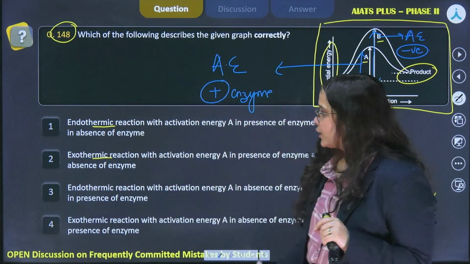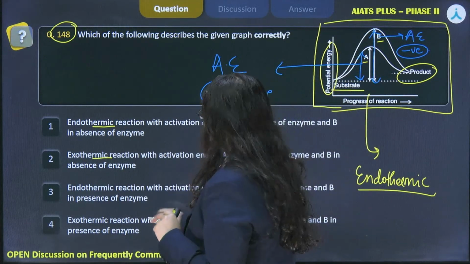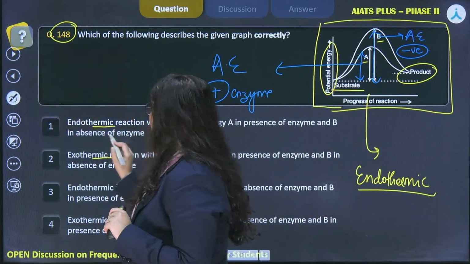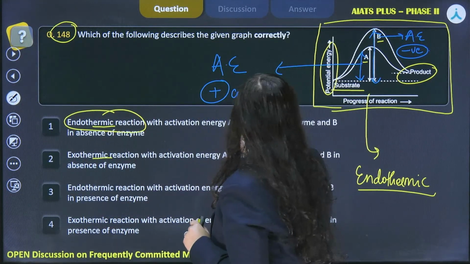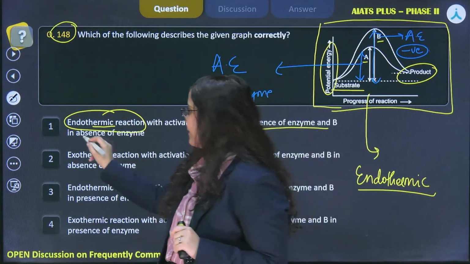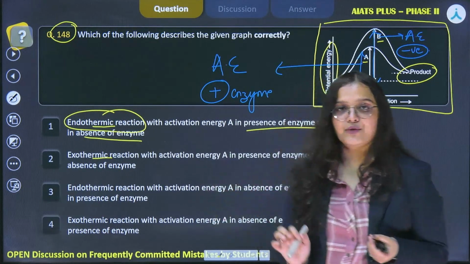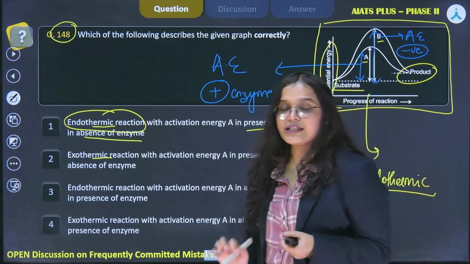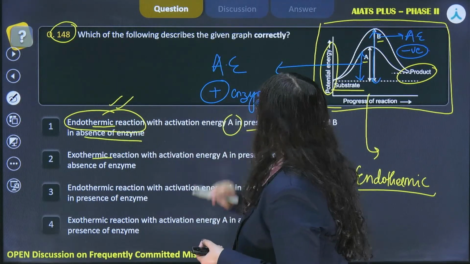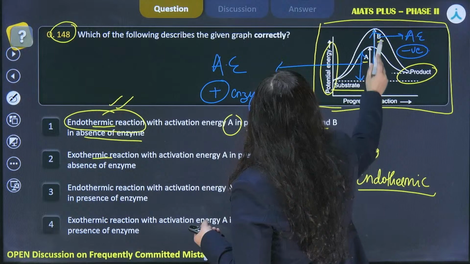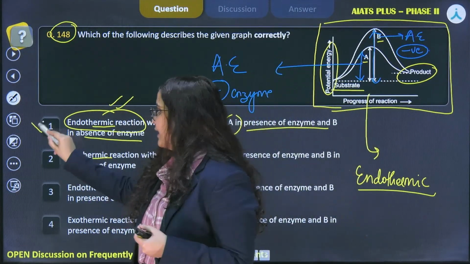Now if we go back to our question, our first option states endothermic reaction with activation energy A in the presence of enzyme and B in the absence of enzyme. So dear students, as we discussed, this graph is representing an endothermic reaction, which is true, but here A represents the activation energy in the absence of enzyme. Therefore, option 1 will get eliminated.